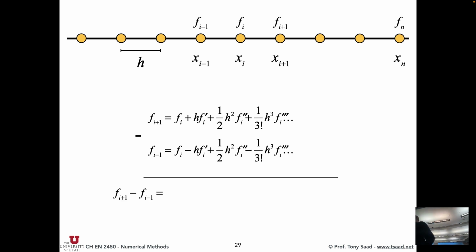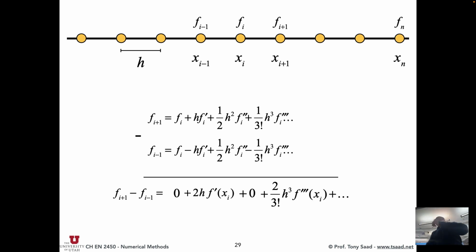What you get is f(i plus 1) minus f(i minus 1), equal 0 for f(i) because it's f(i) minus f(i), right? And then for h f prime, we want the expression to have f prime because we're after f prime, right? So you have 2h f prime at i. Now what happens to the h squared term? It goes to 0. That's what's so great about this. And then you have the h cubed term. Now what happens when you take f prime to the left-hand side? You're going to divide by h, right? And that makes h cubed into h squared, and then you have an h squared method.